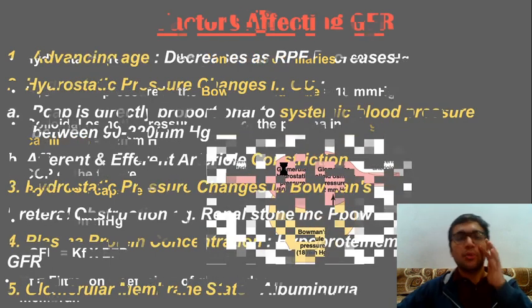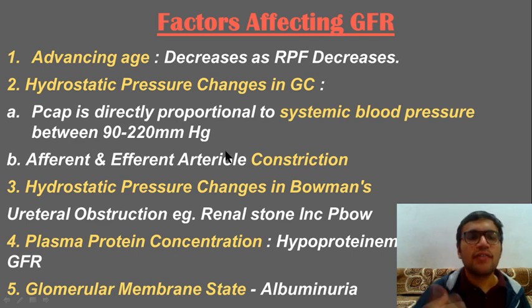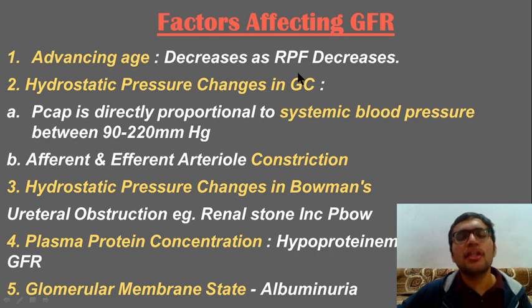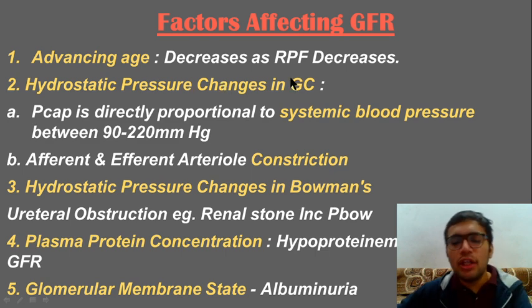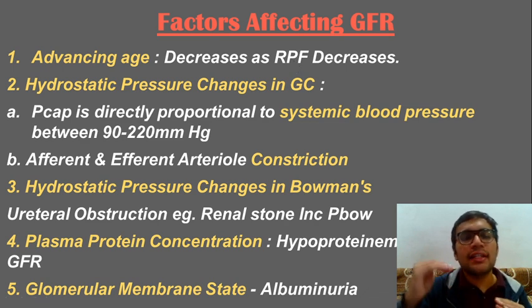Now let's proceed to factors affecting GFR. There are various factors which will affect GFR, obviously. First, renal blood flow, or renal plasma flow, whatever you say, will decrease with age advancement. There will be a decrease in cardiac output as well, so automatically GFR will decrease. Now, hydrostatic pressure changes in the glomerular capillary. We will see all these pressures individually. Hydrostatic pressure was supporting GFR, so if it increases, GFR increases.